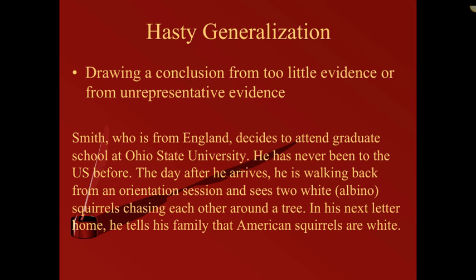Hasty generalization. This is drawing a conclusion from too little evidence or from unrepresentative evidence. For example, Smith, who is from England, decides to attend graduate school at Ohio State University. He has never been to the U.S. before. The day after he arrives, he is walking back from an orientation session and sees two white albino squirrels chasing each other around a tree.